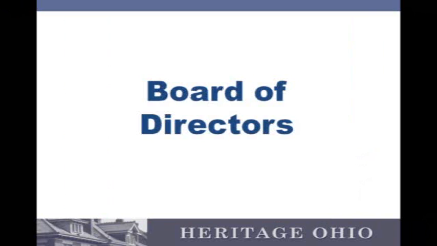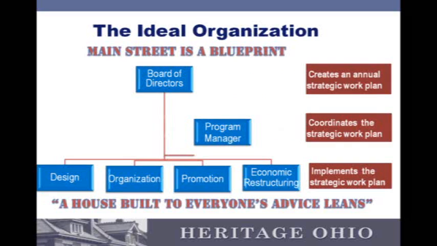So that's the underlying principles of how Main Street works, and we'll get into the structure of what Main Street looks like. So the ideal organization, the Main Street blueprint. You've got a board of directors. This is made up of community leaders. This could be property owners, building owners, or business owners, city officials, council, mayor. This could also be just community leaders, somebody from the hospital, possibly somebody from the university, but those individuals that have the ability to make decisions that can get things done.